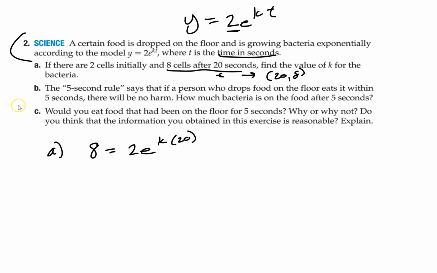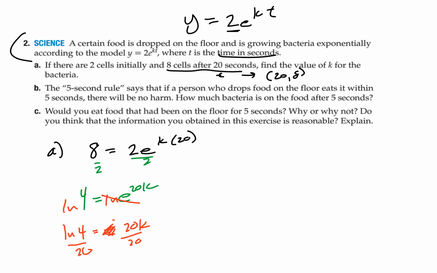How do I solve this? Same way we always do. Isolate the e. So let's divide everything by 2. 4 equals e to the 20k. And then we have to get rid of the e, so we're going to take the natural log of both sides. These would reduce. The natural log of 4 equals 20k. Then you divide by 20.